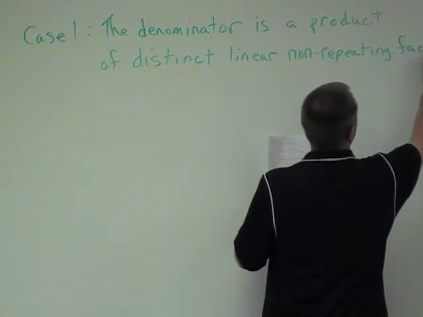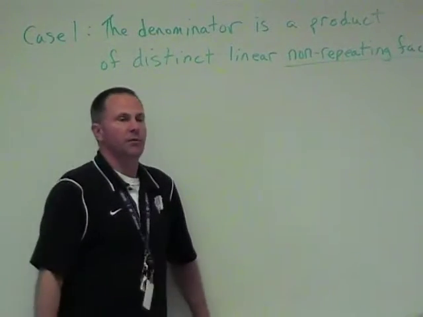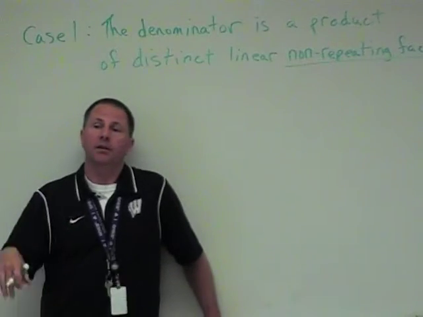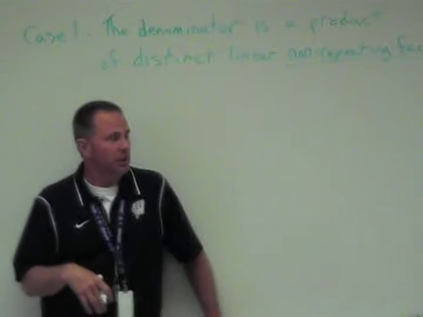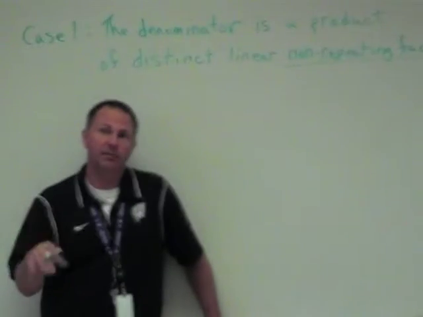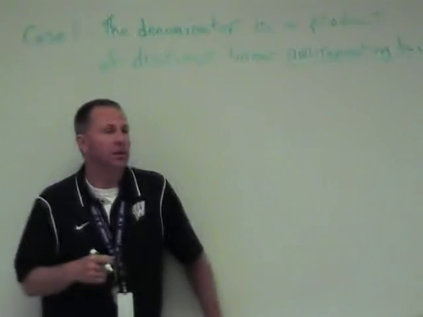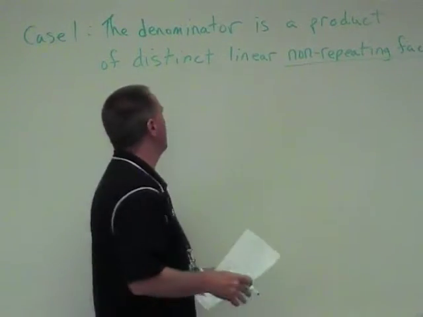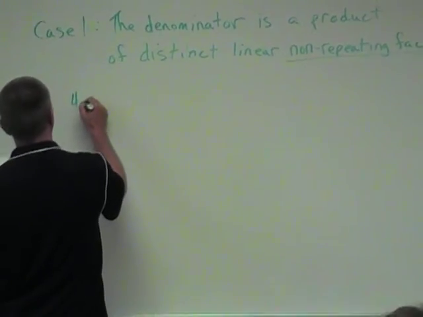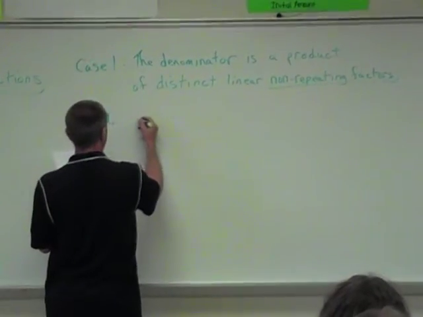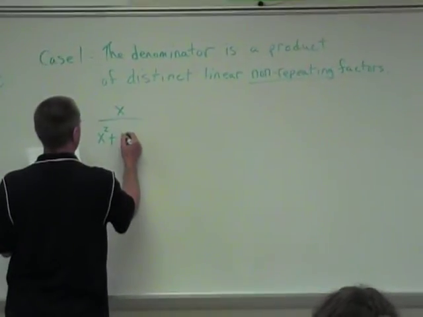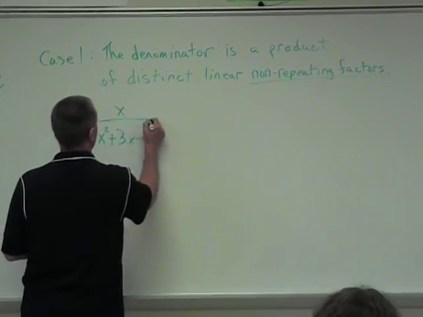Non-repeating factors. And this is the part that tells you what case you're on. If you look at your denominator and you look at the factors of the denominator, if none of them are repeating, if they're not quadratic, that's case 3 and case 4, then you're dealing with a case 1 type of thing. So here's what one of these looks like. So this is number 4 in your book, and we'll do another one or maybe 2 more examples. Here's the answer, x over x squared plus 3x minus 4.